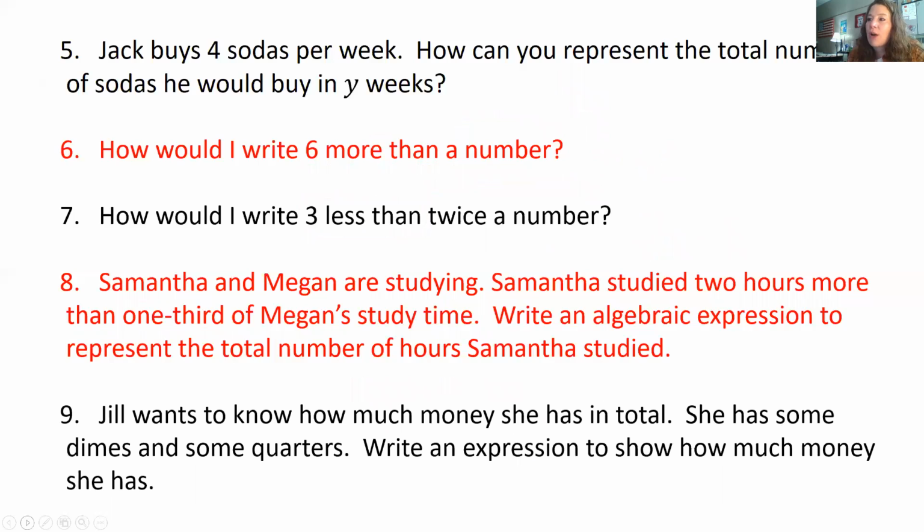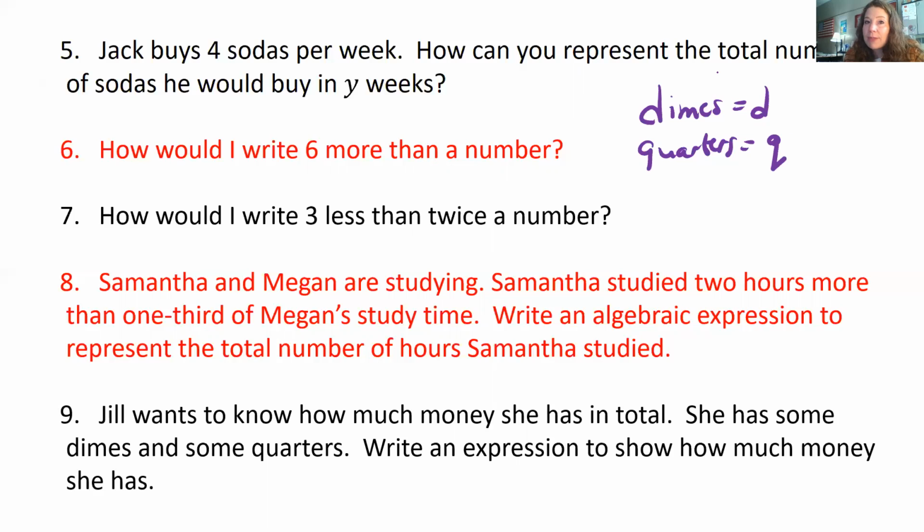Number 9, Jill wants to know how much money she has in total. She has some dimes and some quarters. Write an expression to show how much money she has. So let's say you reached down in your pocket, you pulled out a handful of change, and those coins were dimes and quarters. Well, could you figure out how much money you have? Yes, but you would have to use the value of each coin, right? So she has a number of dimes. We don't know how many dimes. So we're going to let dimes equal D and quarters equal Q.